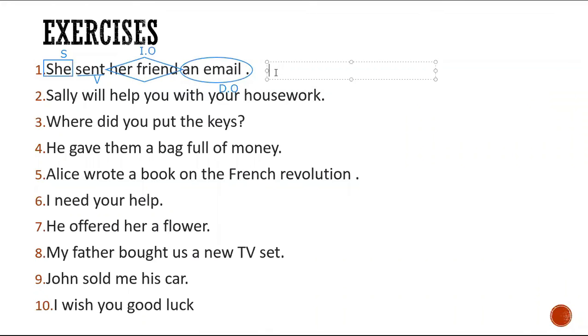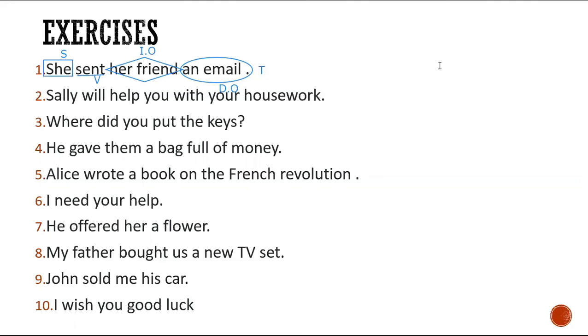Now, having this clear, what type of verb do we have in this sentence? Transitive or intransitive? Transitive. Why? Because we have a direct object, and also an indirect object. So when we have a direct or indirect object, it is always a transitive verb.